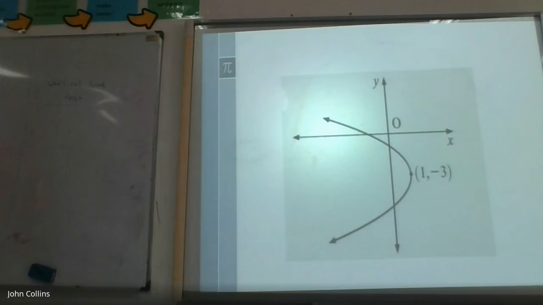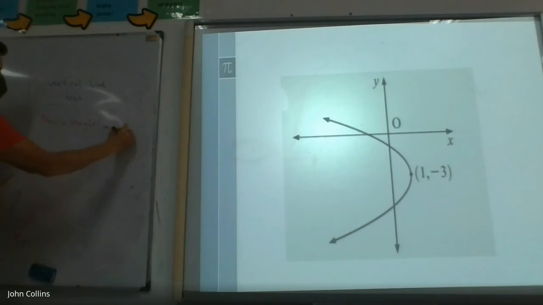A function must have unique inputs. You can't have the same input twice to give two different outputs. So the vertical line test: if you draw a straight vertical line and it hits the graph more than once, it's not what we call a function. It is a relation. Okay, so that's key.